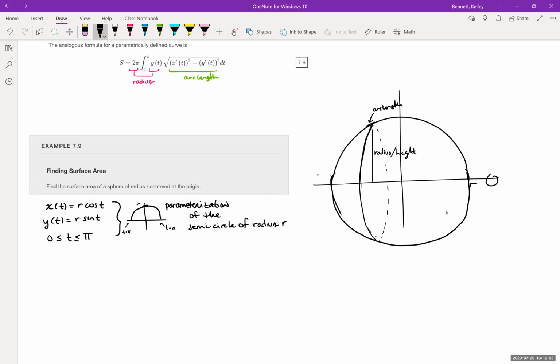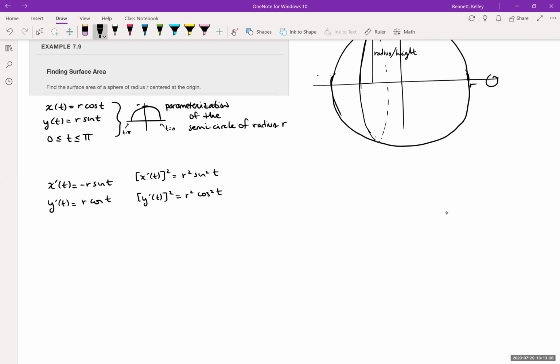So I need y prime and x prime. So x prime of t is negative r sine t. Y prime of t is r cosine of t. So if I square those, then x prime of t squared is r squared sine squared. And similarly, I will have y prime of t squared being r squared cosine squared. And I just love to add sine squared and cosine squared because it equals 1.